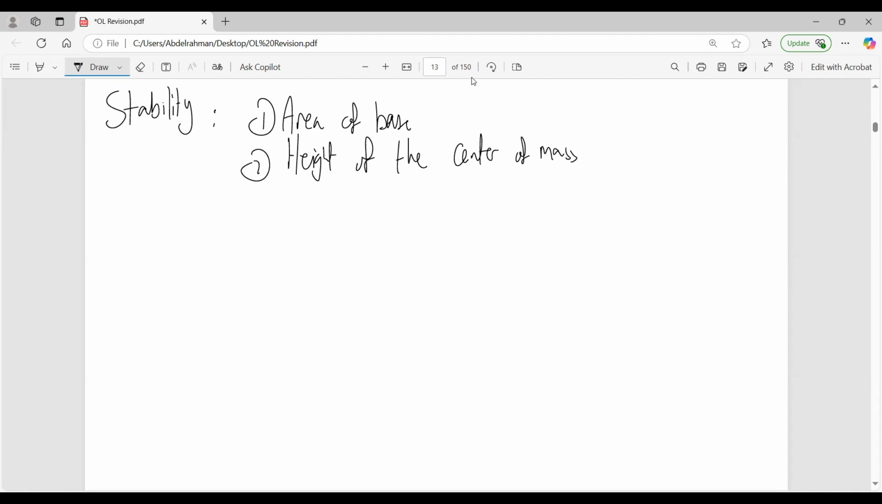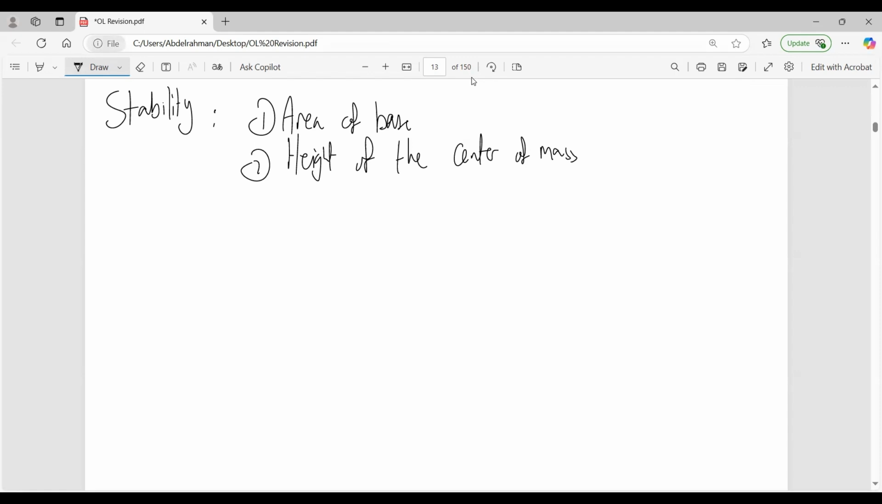It's directly proportional. But whenever you increase the height of the center of mass, the stability decreases. It's inversely proportional. So basically, you want the center of mass to be closer to the ground to increase the stability of this object.